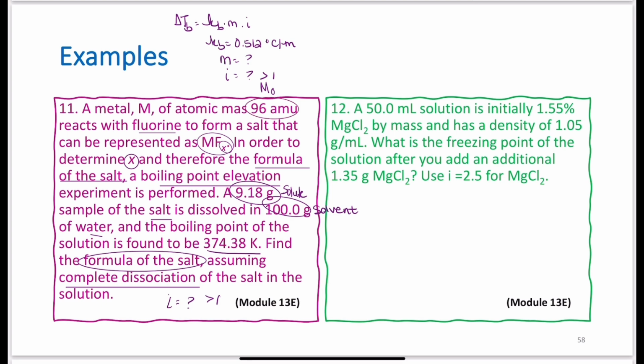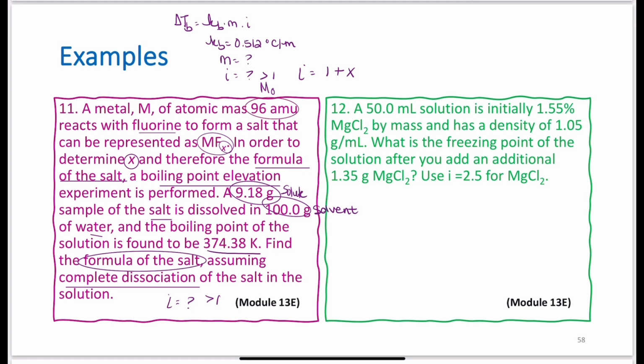We know that i is equal to our one metal plus some number of fluorines. I don't know what the number is yet, but I know that i is equal to the two combined. And that's what I'm going to use algebraically to solve the question.